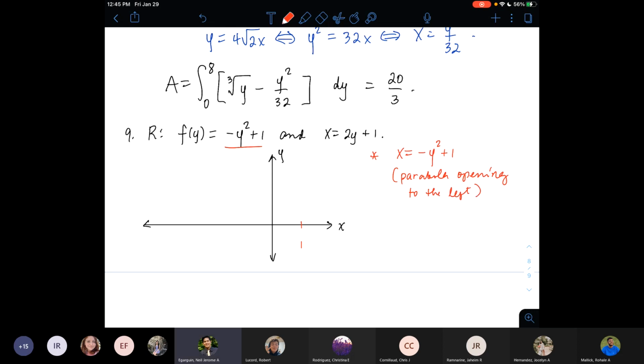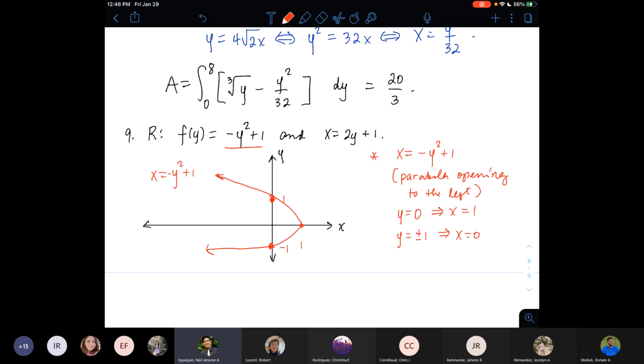That should remind you of your conic sections. But here, if y is zero, then x is equal to 1. And if you set y equals plus or minus 1, then what? We get x equals 0, right? So y is -1, y is +1, we both get x equals 0. So the graph will look like this. Okay. So that's the graph of x equals -y squared plus 1.